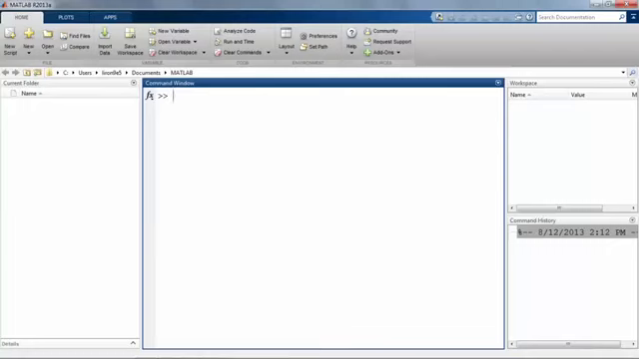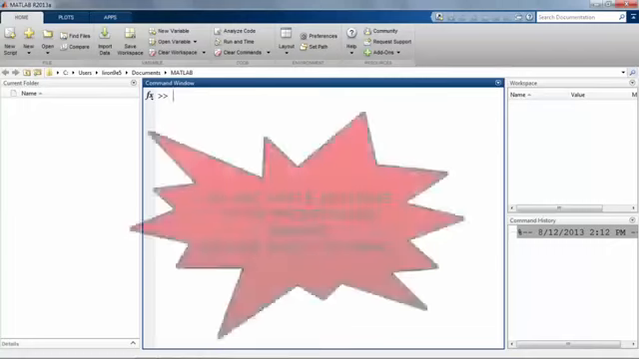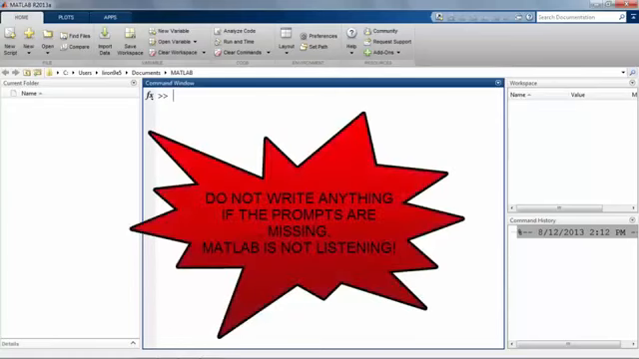If for some reason we don't see those symbols, MATLAB is busy. It could be loading, it could be stuck, it could be frozen, but if we don't have those symbols, we cannot type a command.